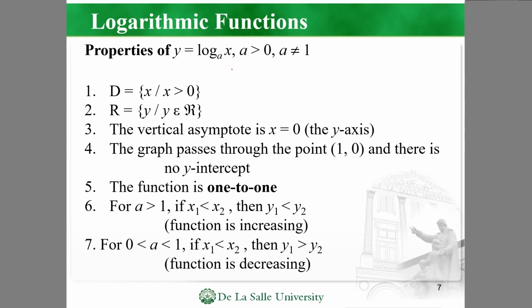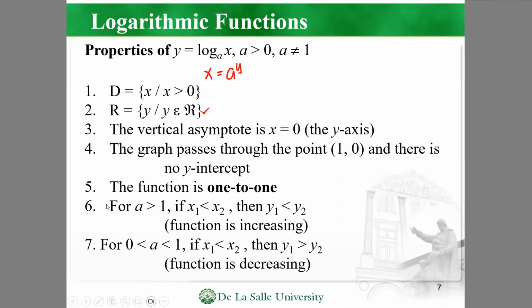I-transform natin. A to the y. Range natin yung power, di ba? The power is n-real, no problem. Look at the symbol in front of A. It's positive, so it's greater than. What's the number outside? 0, so it's greater than 0 because x equals 0 is the vertical asymptote. Okay? And then the graph passes through a point 1, 0 if there's no y-intercept. And the function is also 1 to 1.